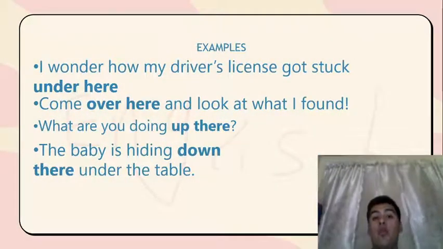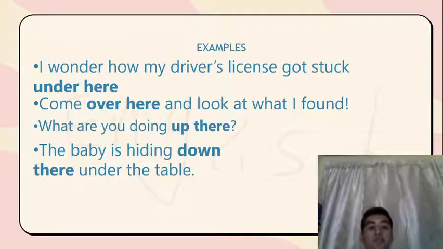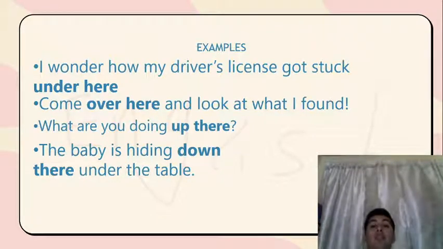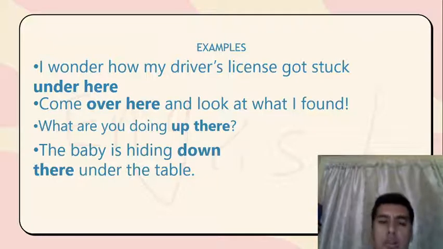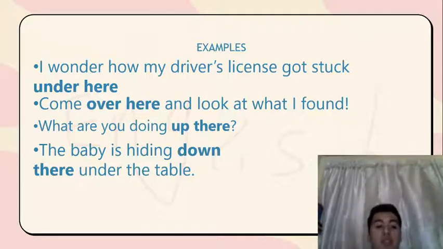Examples: I wonder how my driver's license got stuck under here. Come over here and look what I found. What are you doing up there? The baby is sitting down there under the table.